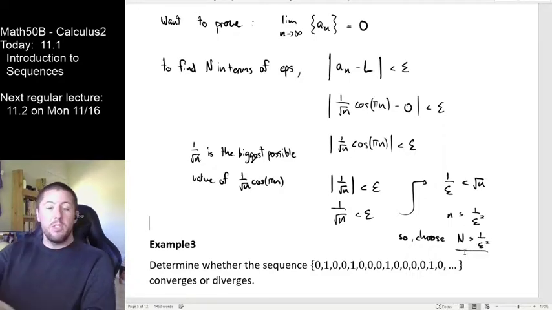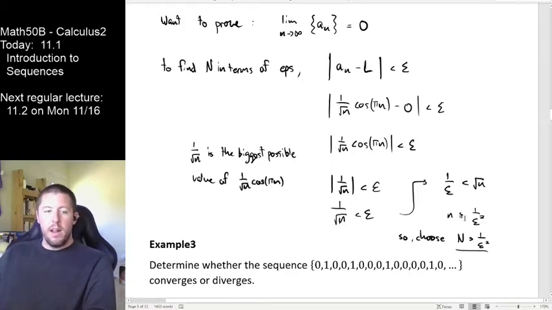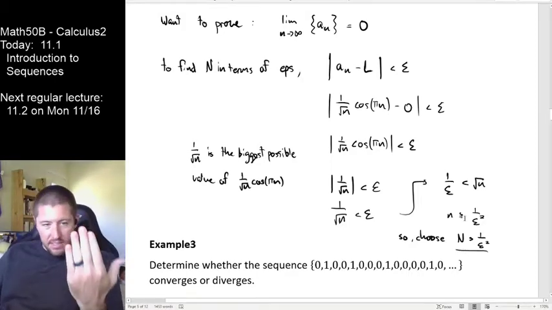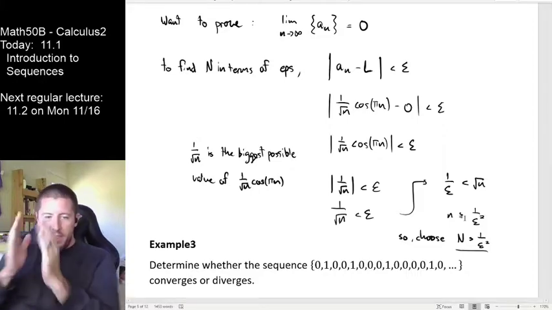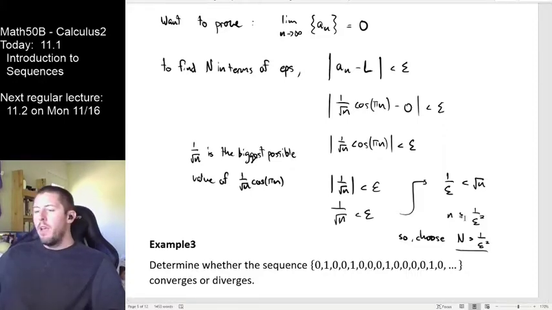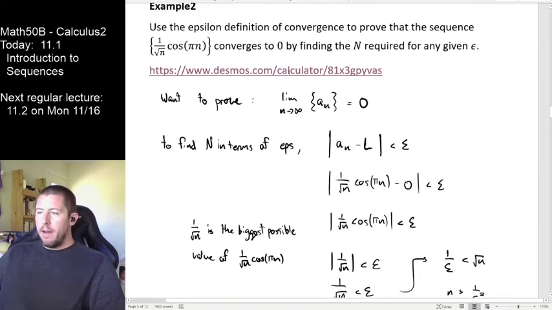So this is sort of my answer to this question. If we choose our n to be anything bigger than 1 over epsilon squared, then we're guaranteed that all the values in the sequence beyond that n value are within the margin of error epsilon. All right. So what I'm going to do now is pop on over to Desmos right here.